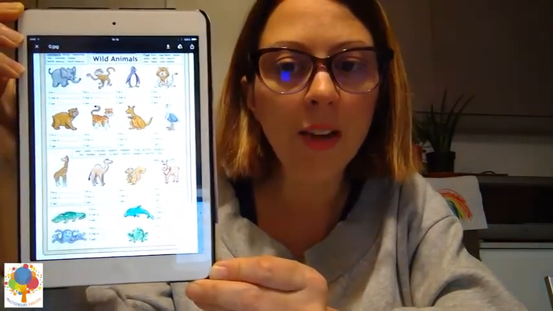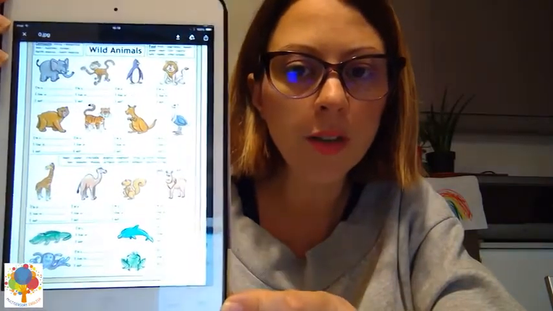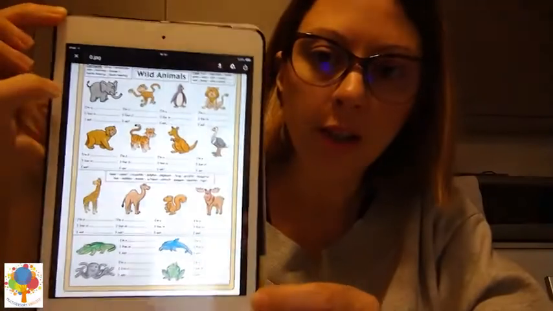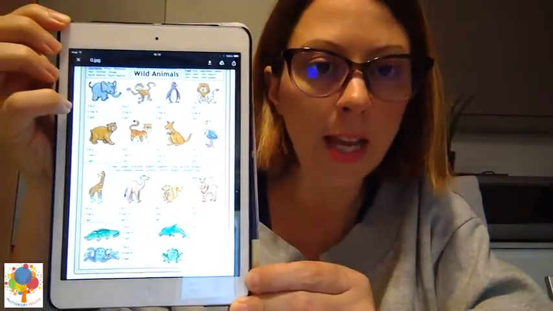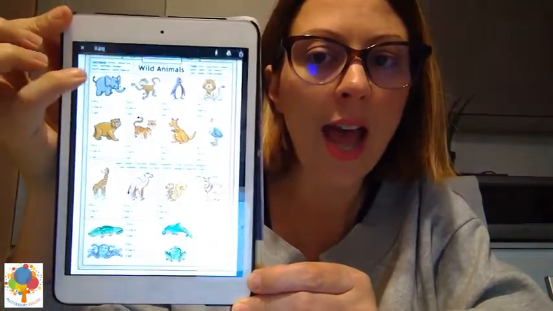Now, shall we look at a worksheet together? I will give you this as homework. I just want to explain it first. This is a worksheet with all the friends that we looked at before, these wild animals. We've got elephant, monkey, penguin, lion, bear, tiger, kangaroo, ostrich, giraffe, camel, squirrel, moose, crocodile, dolphin, octopus, and frog. For each animal, I would like you to tell me the name. So I am the first one, elephant.